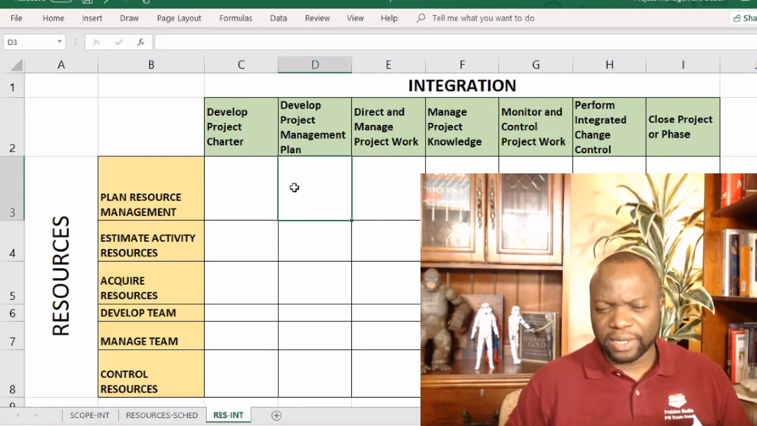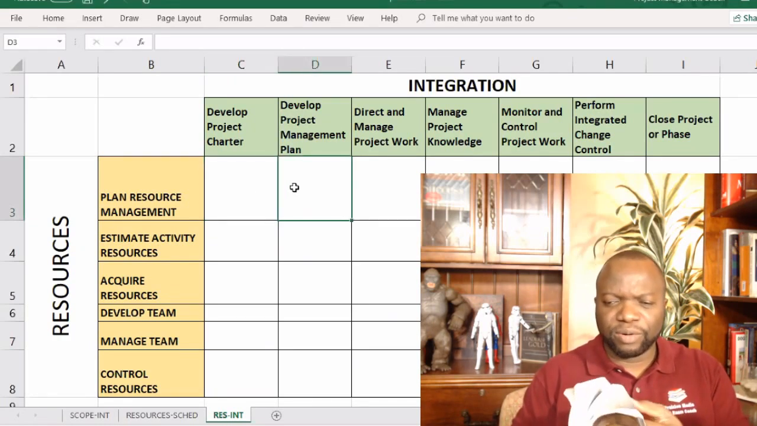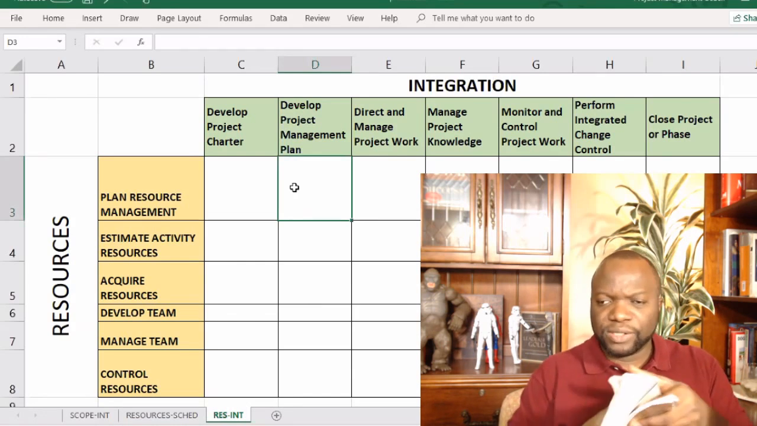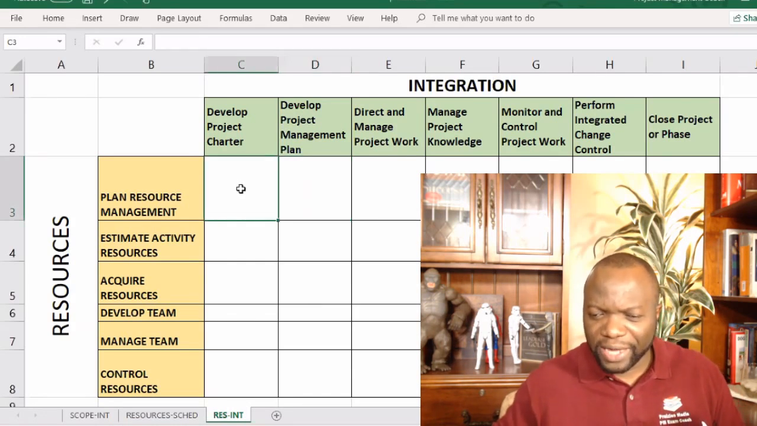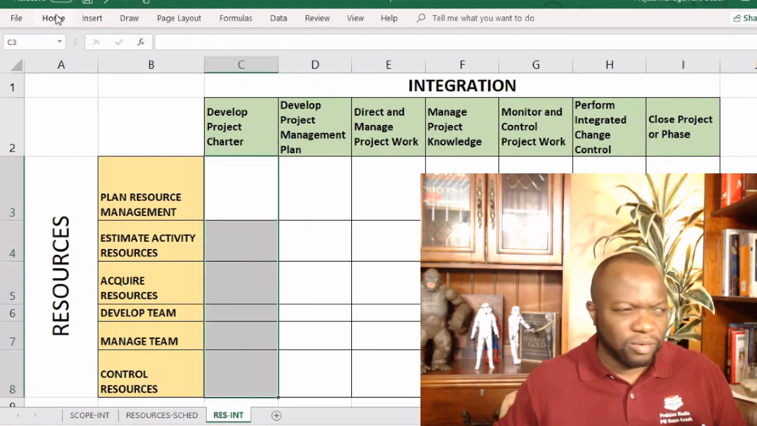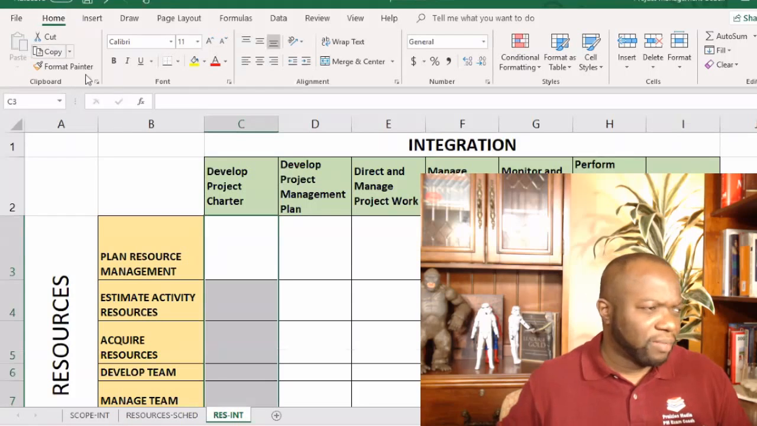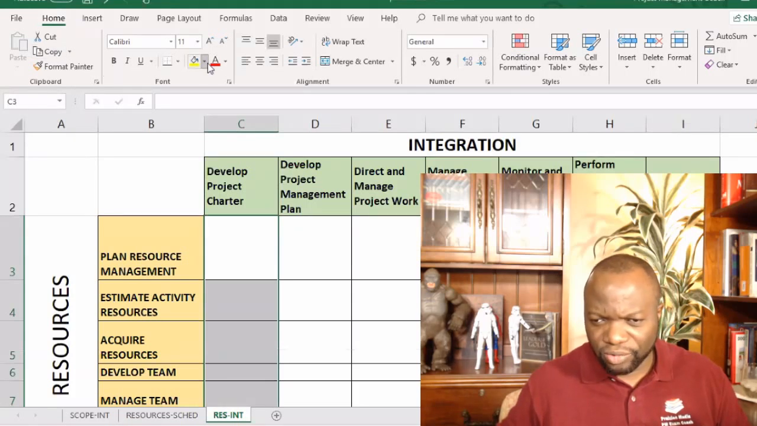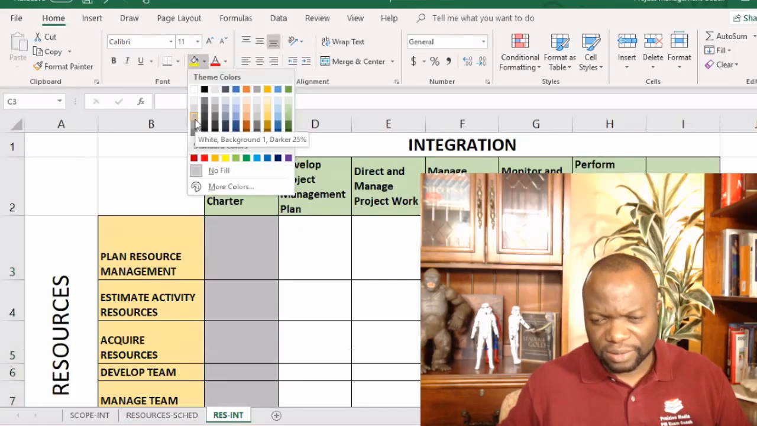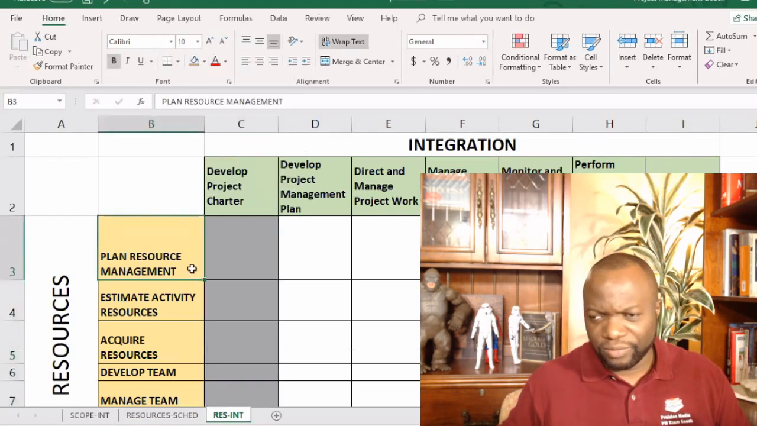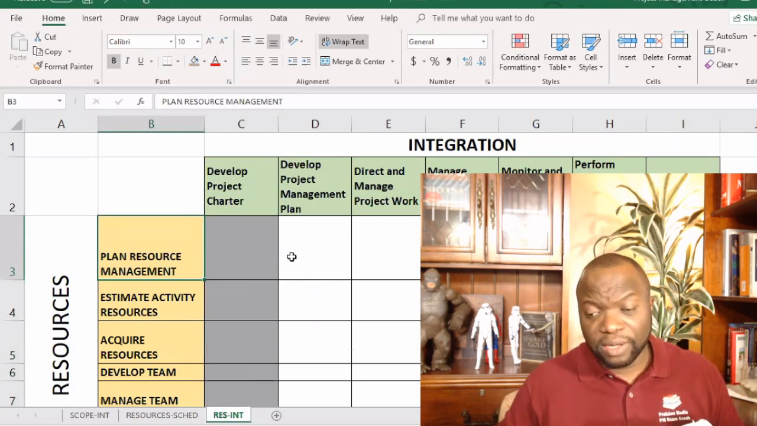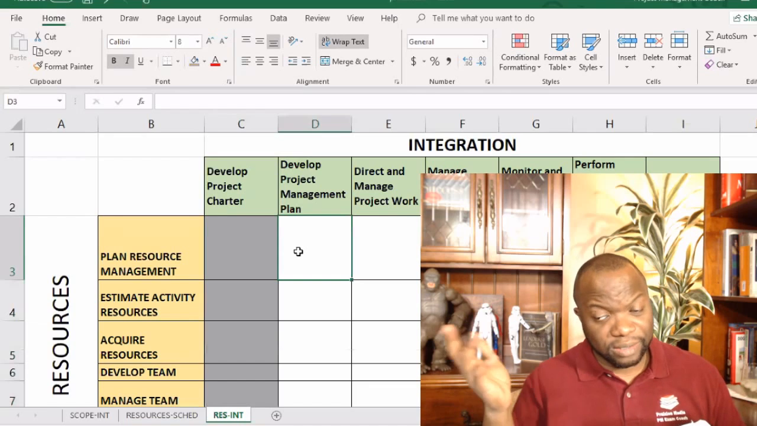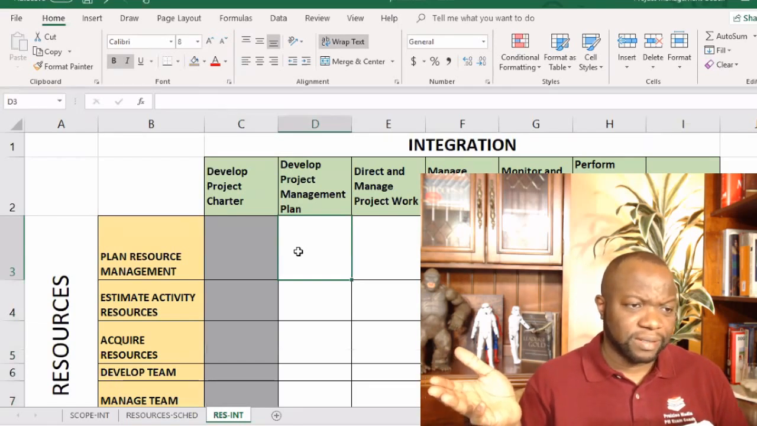Taking a look at Plan Resource Management and Develop Project Management Plan, you see there's no connection. So what we can do for all these guys right here, just to make sure we understand what is happening, I'm going to go ahead and just make these gray so we know there's no connection here. Nothing comes out of resource management that goes into Develop Project Charter. Now, something comes out of resource management that goes into Develop Project Management Plan, right?